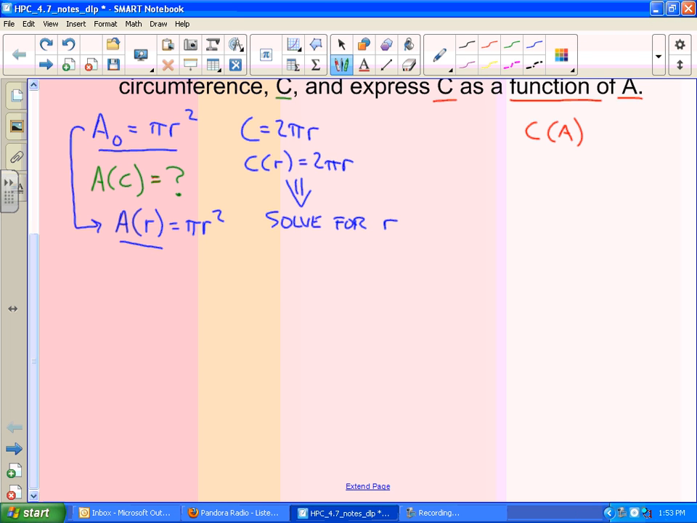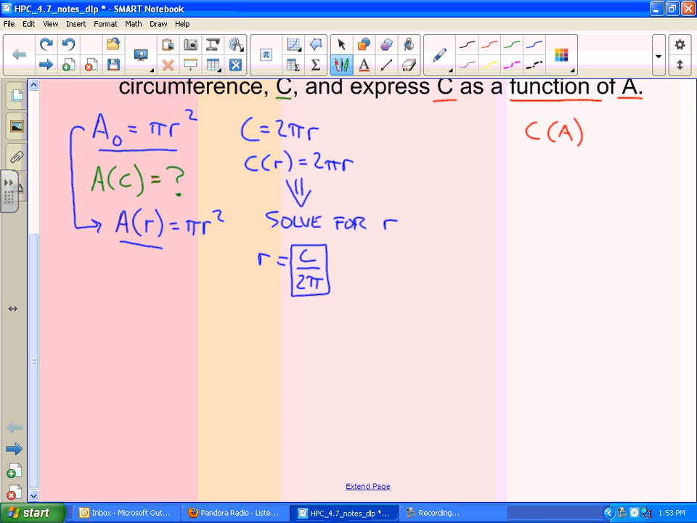And if we did that, we have radius is equal to circumference over 2 pi. Why am I solving for r again? Because r is the variable in the area equation that I want to replace. I want to replace it, and it looks like I'm going to be replacing it with c over 2 pi.